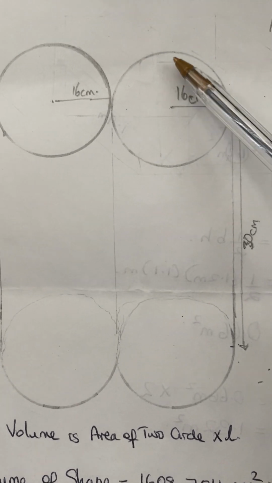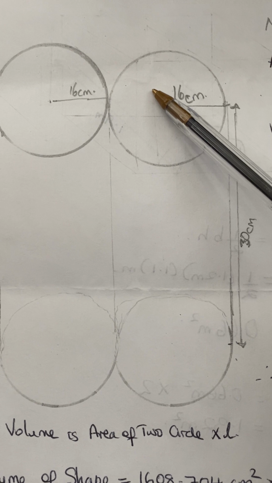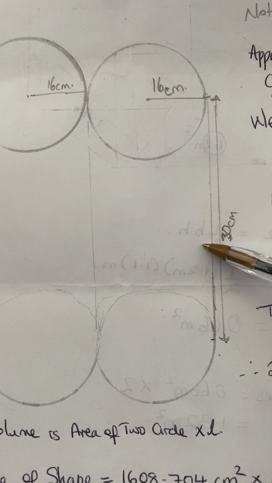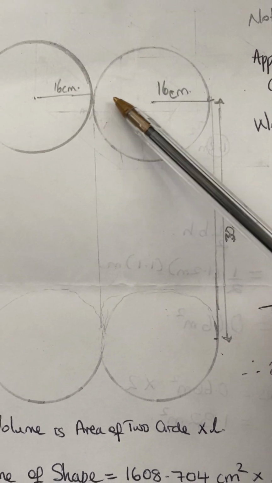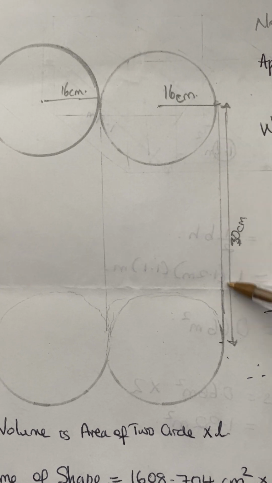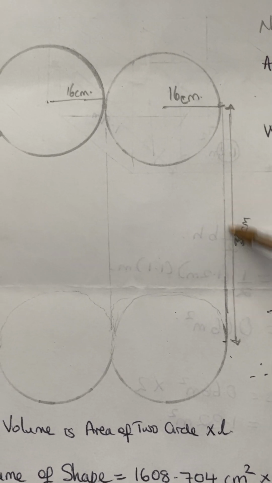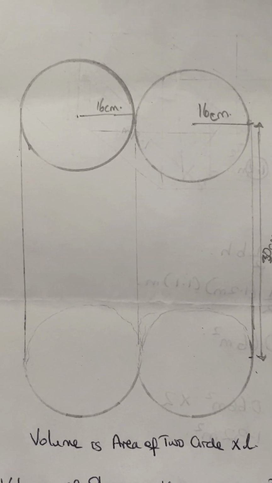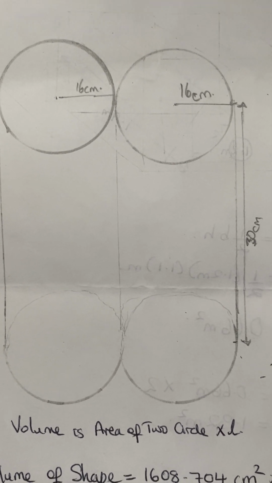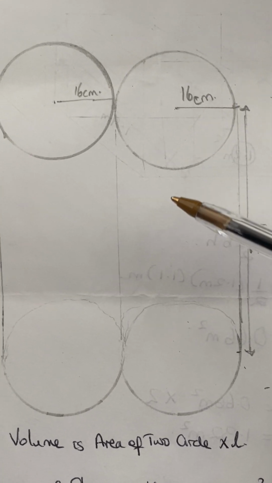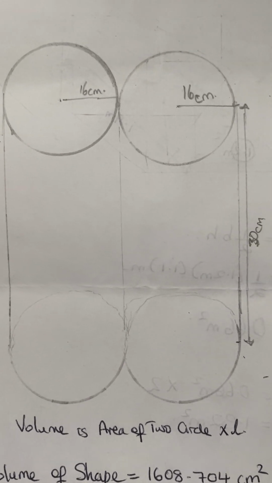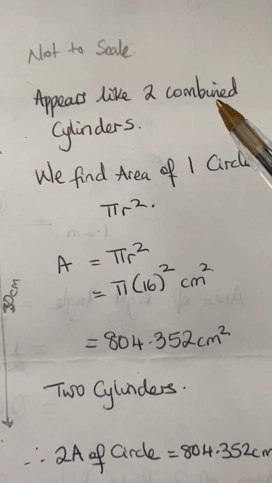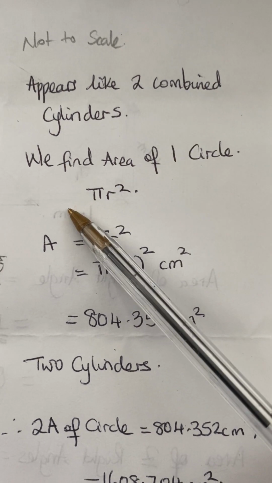So I'll find the area of the circle, multiply by 2, double it, and then multiply it again by the length of the shape. If you can't see that this is two cylinders, then you will not be able to solve it. A picture like this is supposed to intimidate you, but actually you know everything to solve it. It appears like two cylinders combined.